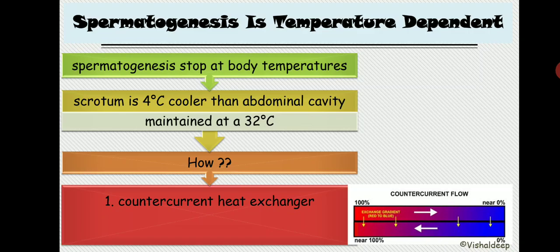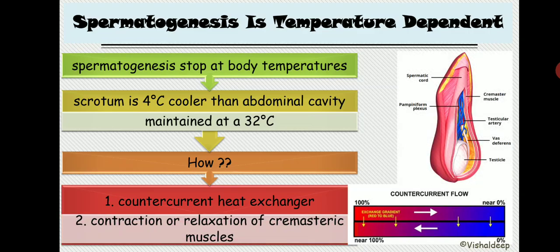The second mechanism responsible for temperature control is the contraction and relaxation of the cremasteric muscle. This is the cremasteric muscle that is situated over the scrotum. If the temperature decreases below 32 degrees, this cremasteric muscle will contract and adjust in such a way that the scrotum will be near the body. And if the temperature is higher inside our body, then this cremasteric muscle will relax and let the testis go away from the body, right? This is the contraction and relaxation of the cremasteric muscle.